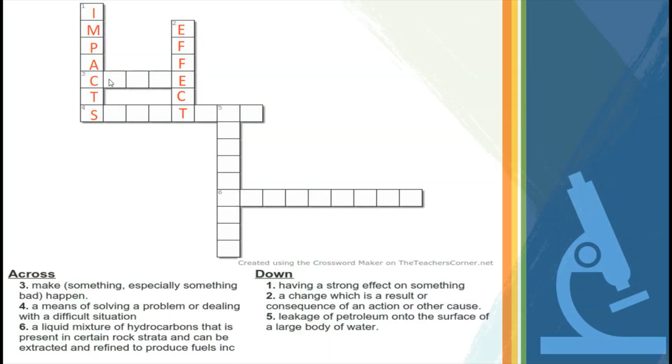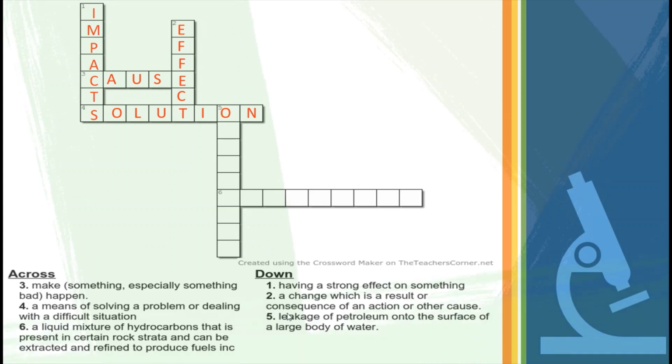Make something, especially something bad, happen. The answer here is cause. Very good. And number 4, the answer is solution, a means of solving a problem or dealing with a difficult situation. Now let's go with down again here.